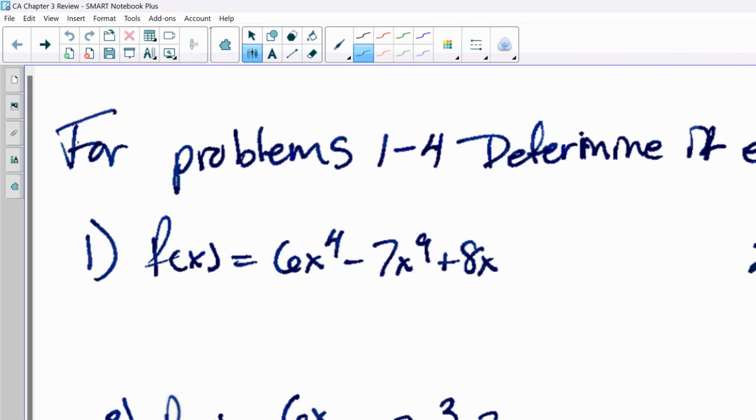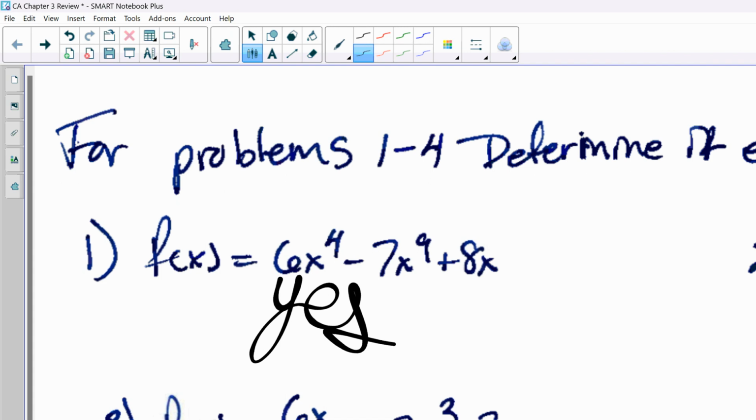So if we look at this here, number one is going to be yes, because all the exponents are natural numbers. We don't have any fractions. We don't have any negatives. And we don't have any variables in the exponents. We don't have variables in the bottom of a fraction or inside of a radical or two variables multiplied together.